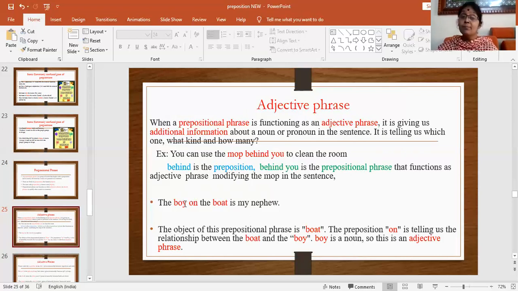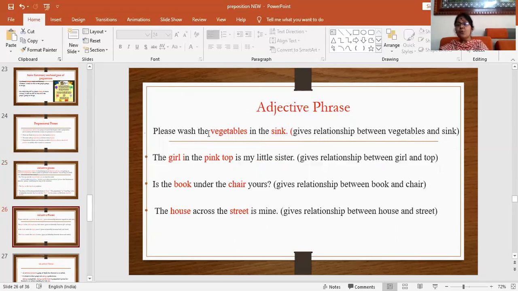Now, another example. The boy on the boat is my nephew. Now, the object of this prepositional phrase is boat. And the preposition on is telling us the relationship between the boat and the boy. Now we know that the boy is a noun. So this is an adjective phrase. Let us look at some more examples. Please wash the vegetables in the sink. Vegetables were in the sink, right? So it is telling something more about the vegetables. So this is giving the relationship between vegetables and sink.